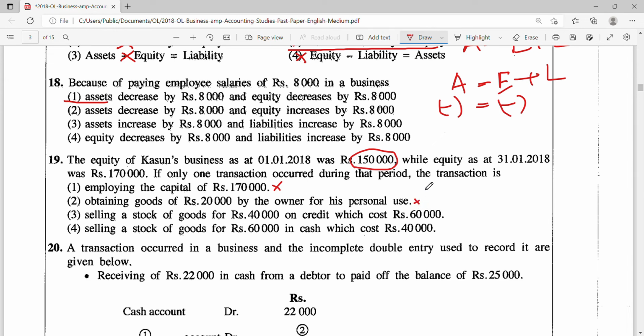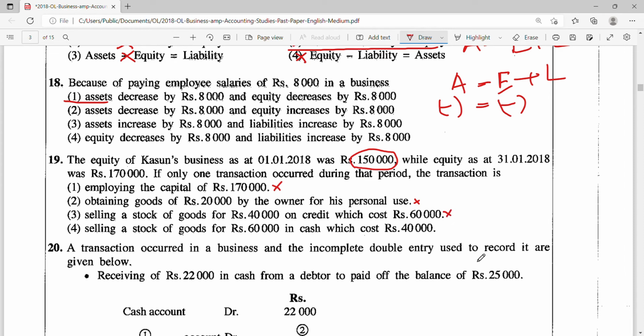Selling a stock of goods for rupees 40,000 on credit, which cost 60,000. Cost is 60 but you sold for 40, which means you are incurring a loss. If it's a loss, your equity should have reduced. But again here, equity has improved by 20,000. So answer 3 is also incorrect.